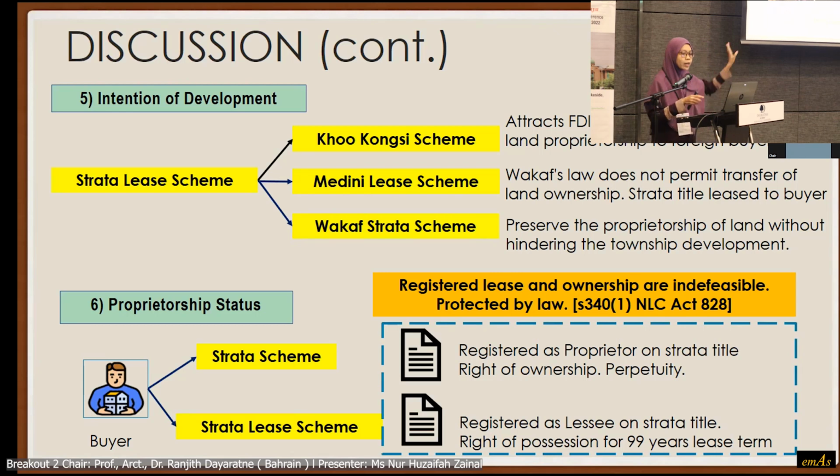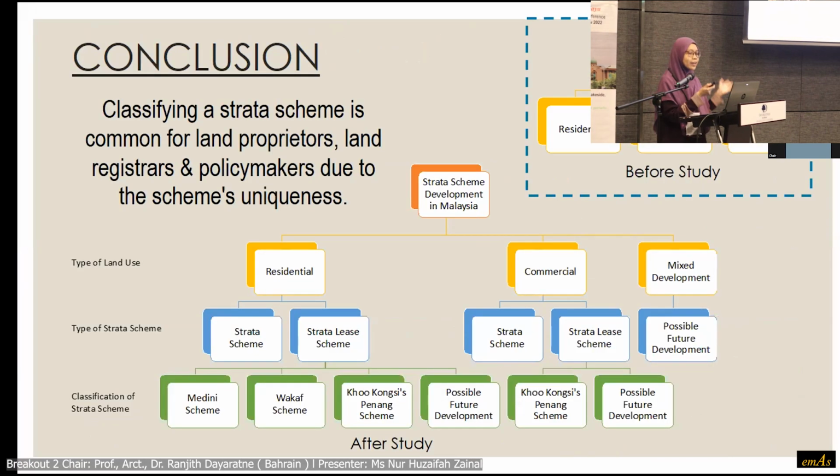Okay, so you can see number 6, the differentiation of the proprietorship status. In a normal scheme, you are the owner of the strata title. You are the proprietor of the unit that you bought. But in a strata lease scheme, you are only possessing a 99-year lease. You only possess the rights to live in, use, and have other rights in the unit. But once the 99 years end, you need to return the unit and the strata title to the original proprietor. Okay, finally, this is what I can conclude.